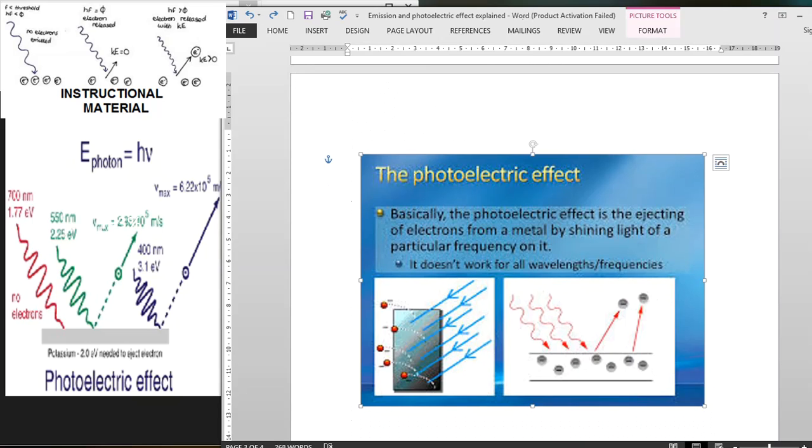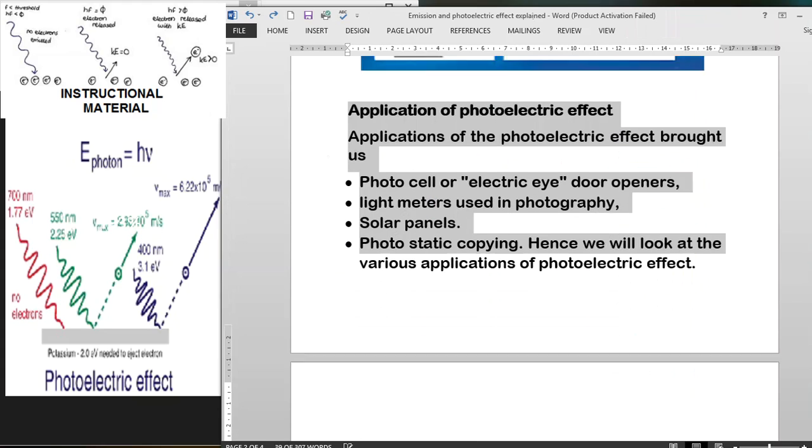photoelectric effect. So if you look at it closely, you will see that basically the photoelectric effect is the ejection of electrons from a metal by shining light on it. You can see clearly that when light shines or falls on the metal surface, electrons are emitted. So that is how it is.